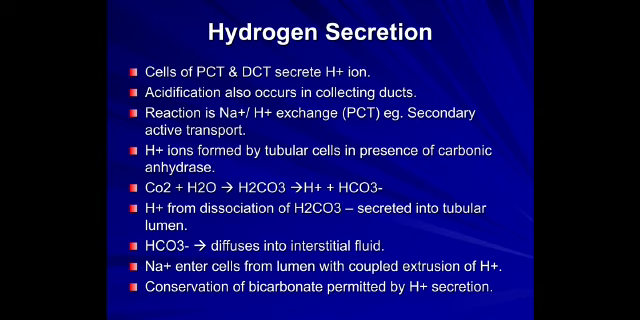Hydrogen ion from the dissociation of carbonic acid is secreted into the tubular lumen. Bicarbonate diffuses back into the interstitial fluid. Sodium enters the cells from the lumen, which is coupled with the extrusion of hydrogen. So it is a sodium hydrogen exchanger. Conservation of bicarbonate is permitted by hydrogen ion secretion.